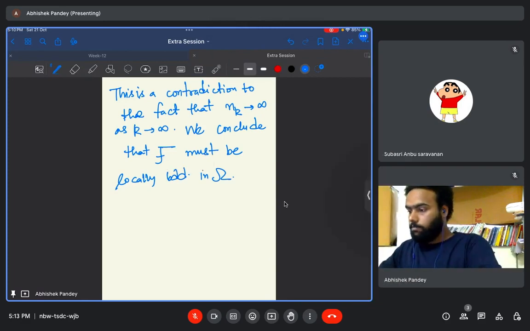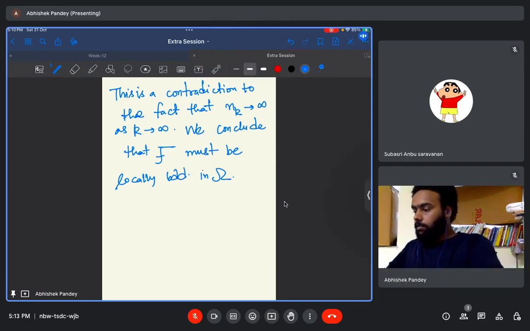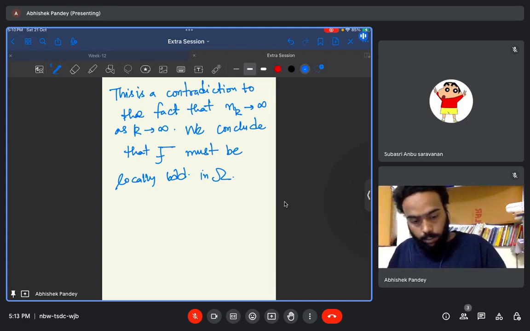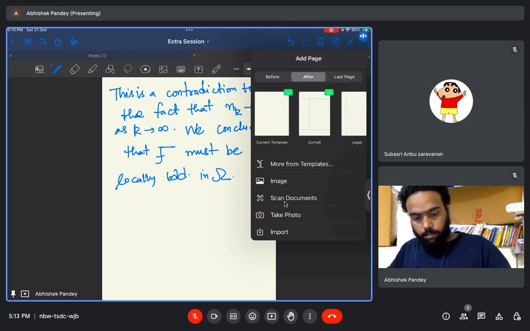Okay, so we'll move ahead. Now the next thing is space of analytic functions.